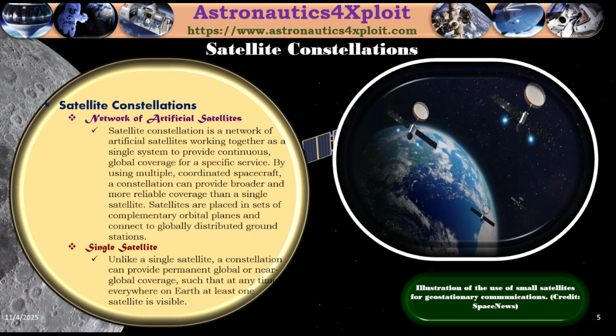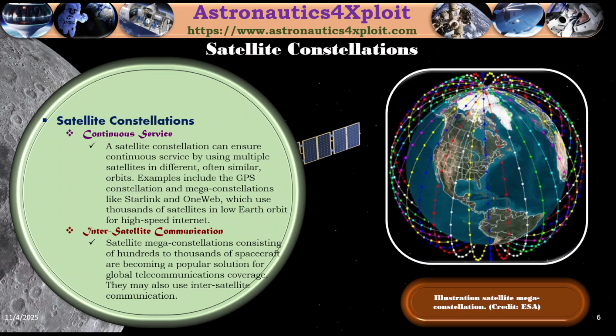Unlike a single satellite, a constellation can provide permanent global or near-global coverage, so that at any time, everywhere on Earth, at least one satellite is visible. Illustration of the use of small satellites for geostationary communication is shown in this picture.